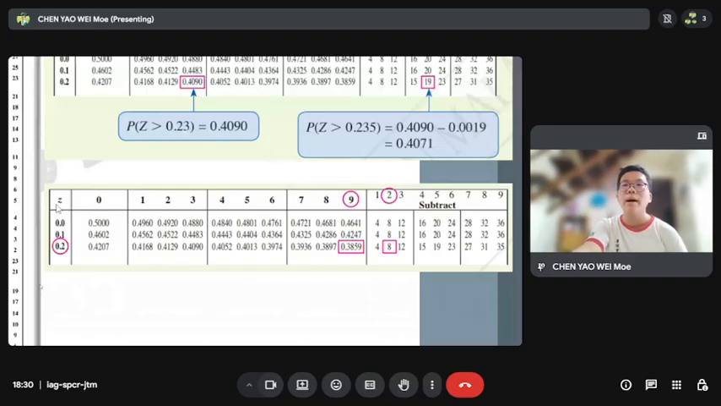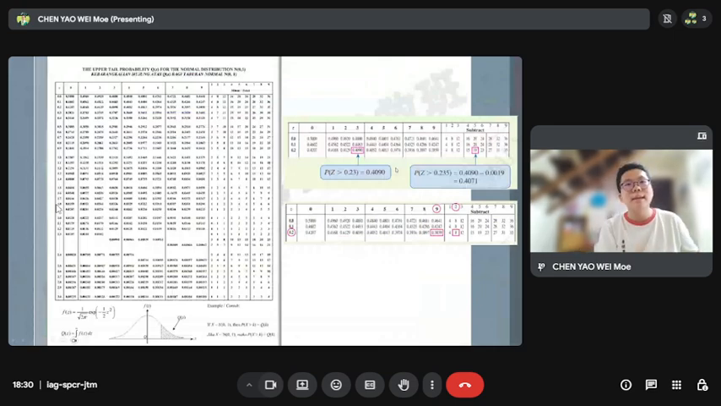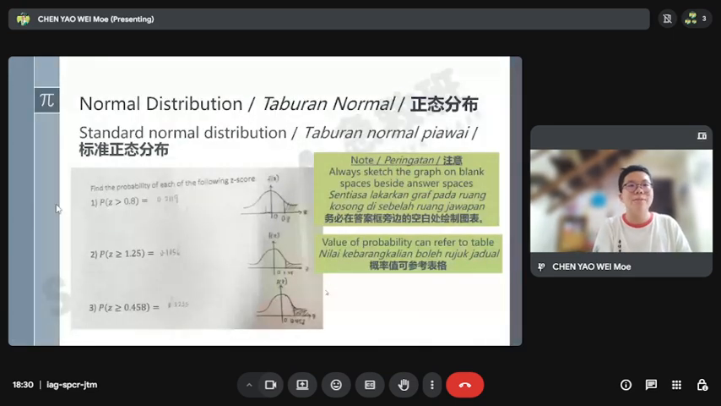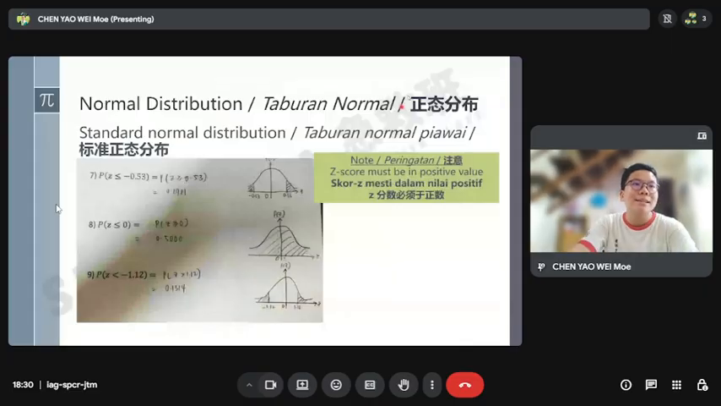Same thing, right? That is how we find the probability, or alternatively. And z-score must be in positive value. If let's say I see this one negative value, I will make it on the other side, because here and here is the same thing, but the answer cannot be negative, it must be positive. So I make it here, and I use my table to find the answer. This is like this.